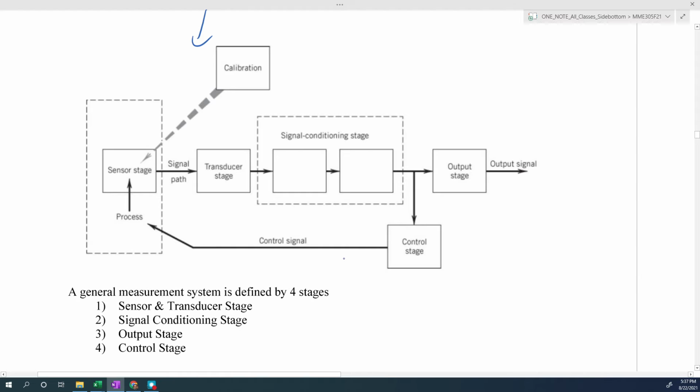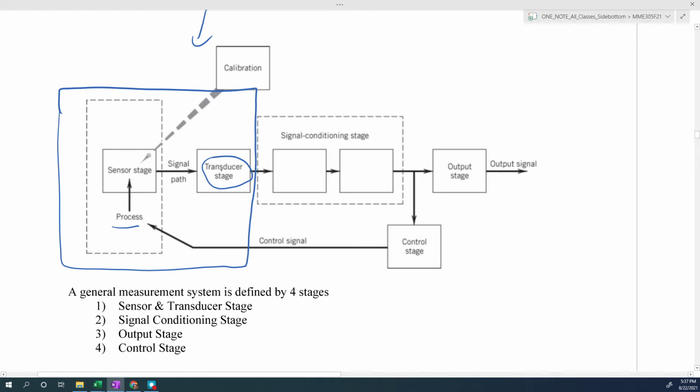There's the sensor transducer stage. So we have the process. The sensor is placed near or within the process, and that sensor has a physical signal that gets transformed into an electrical signal through a transducer. That signal then gets put into signal conditioning. Typically this is where we have amplifiers and filters that take that electrical signal and amplify it and filter it down.